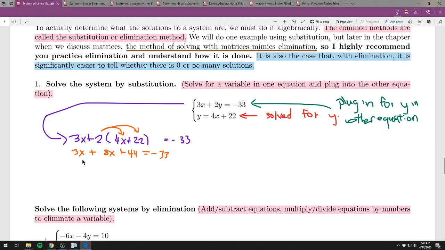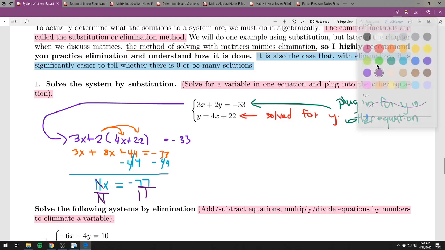Continue solving. Subtract the 44 from each side to get the x's by itself. Combine them. 3x plus 8x is 11x. We got 11x equals negative 33 minus 44 is negative 77. And we divide each side by 11. And we got x, which is negative 7.